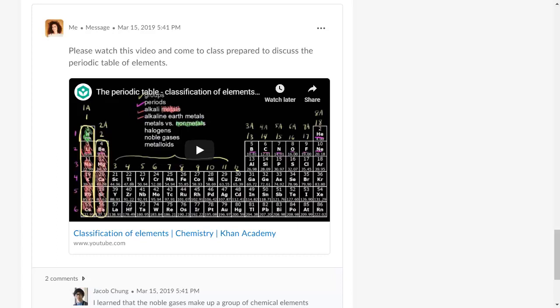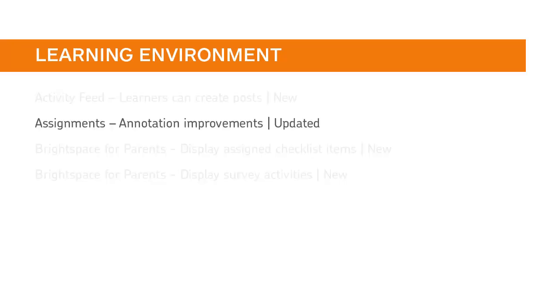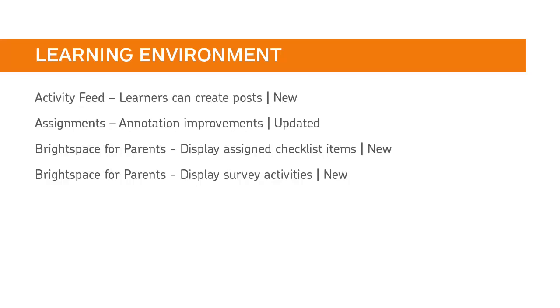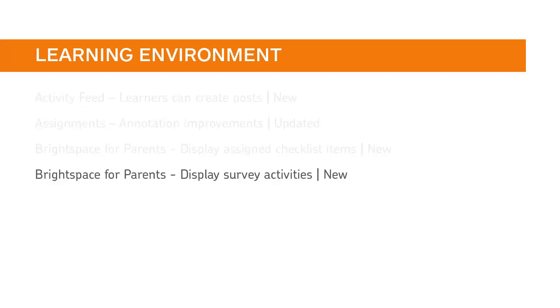New posts will display in real time with an inline notification in the activity feed. When instructors evaluate assignments and new or updated feedback is published, email instant notifications are available for learners. The upcoming work and overdue widgets will now display assigned checklist items. The upcoming work and overdue widgets will now display surveys with end dates included.